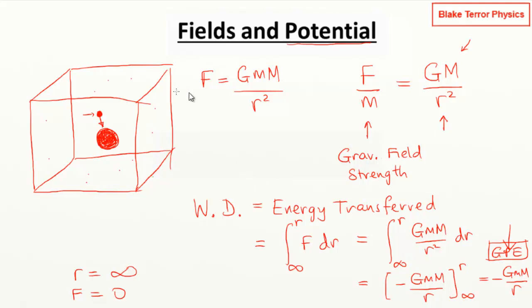So the gravitational potential is then the energy per unit mass. So we're dividing again. The gravitational potential is the energy per unit mass, and that is going to be equal to minus GM over r. So that is then our potential field.